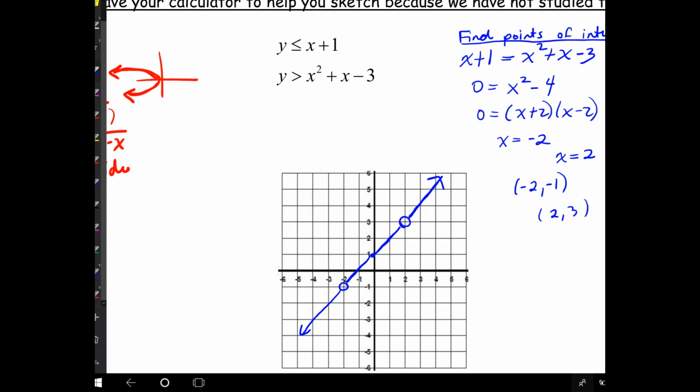Where was your vertex at? You could probably plug in 0 and figure it out. So if I plug in 0, I would get -3. So I know -3 is here.